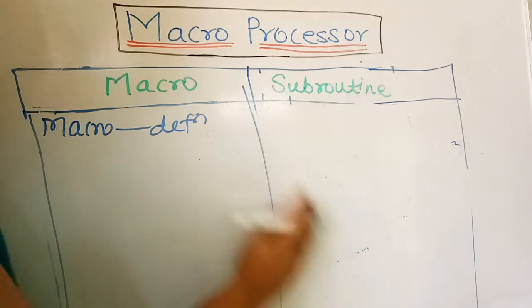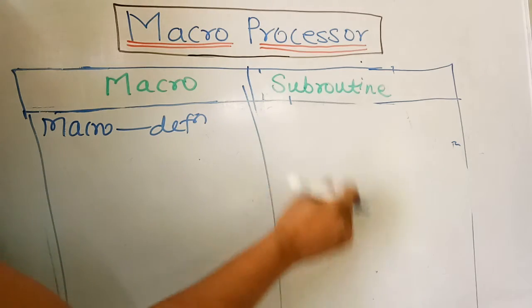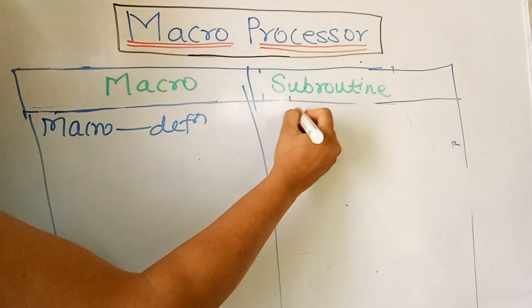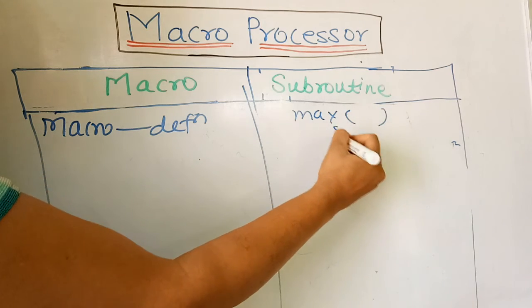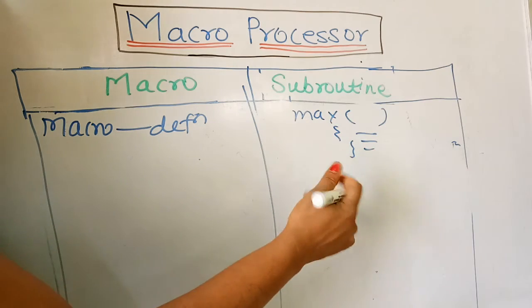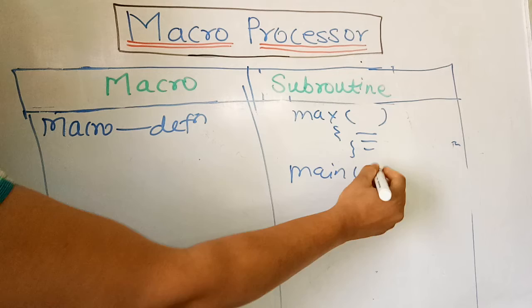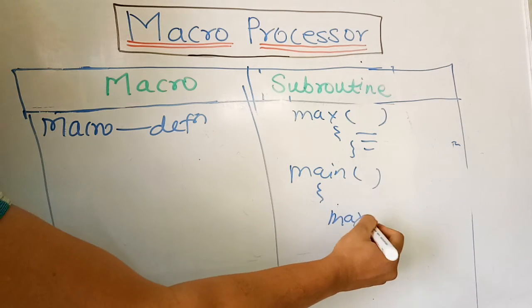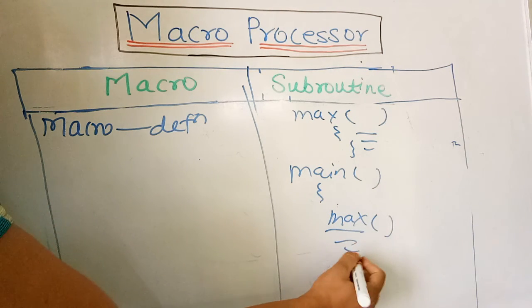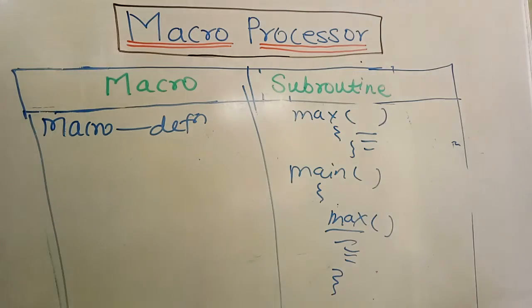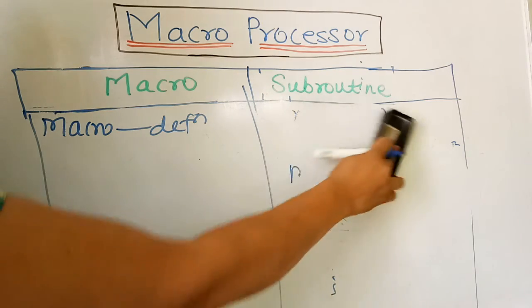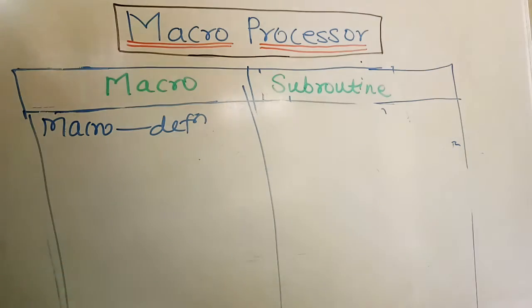For example, there is some subroutine like max. It has its special definition. Then in the main program, you are calling that max. It executes that max and then again executes the remaining statements associated with that program. So this is the basic difference between the macro and subroutine call.